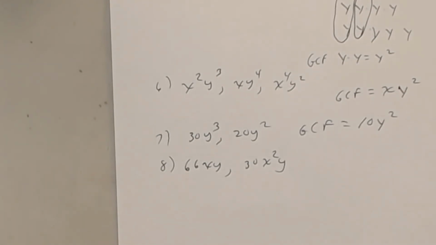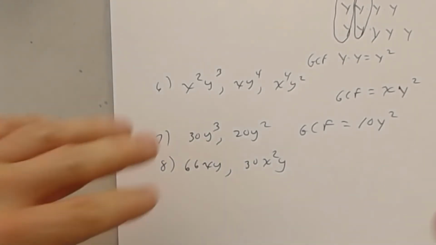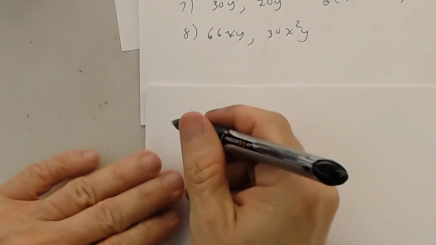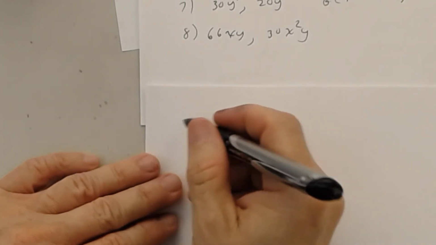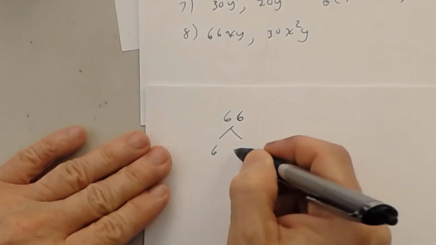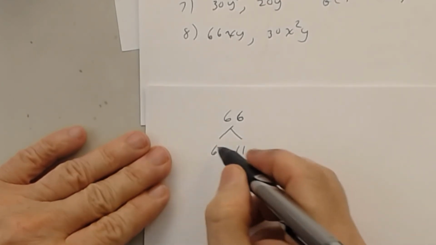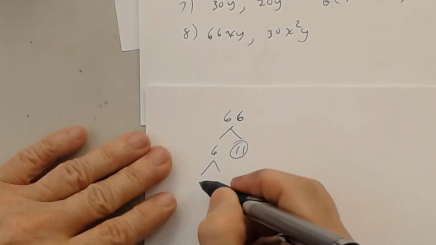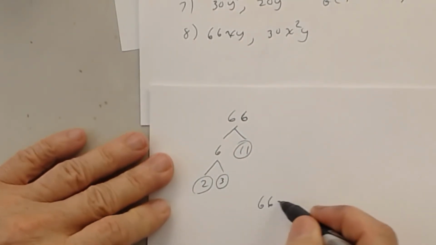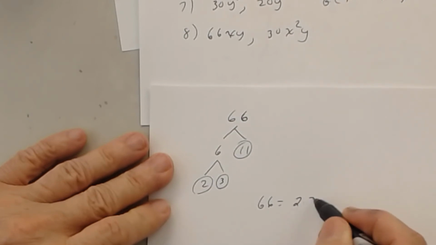So let's do the factor tree. If you weren't sure, do the factor tree. Nothing wrong with doing the factor tree. So let's do 66 and 30. Because the variables are easy, right? The variables are the easy part. So 66 is 6 times what? 11. So 11 is prime, and 6 is 3 times 2. So 66 will be 2 times 3 times 11.